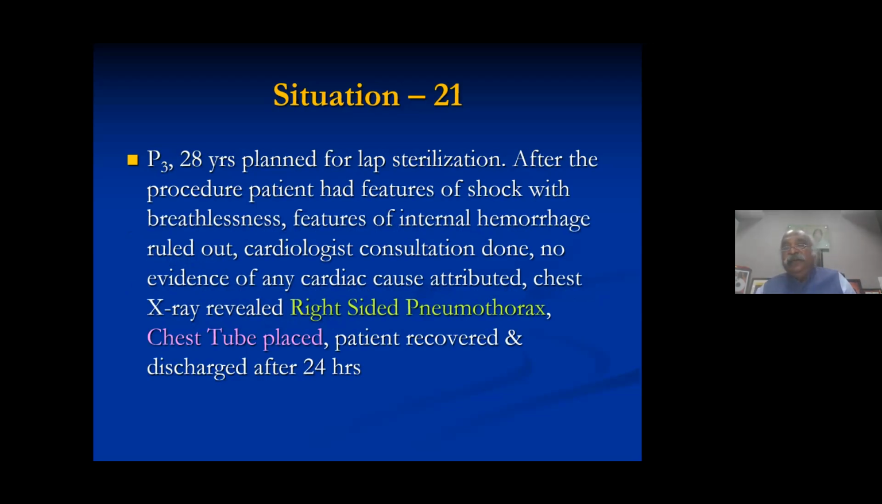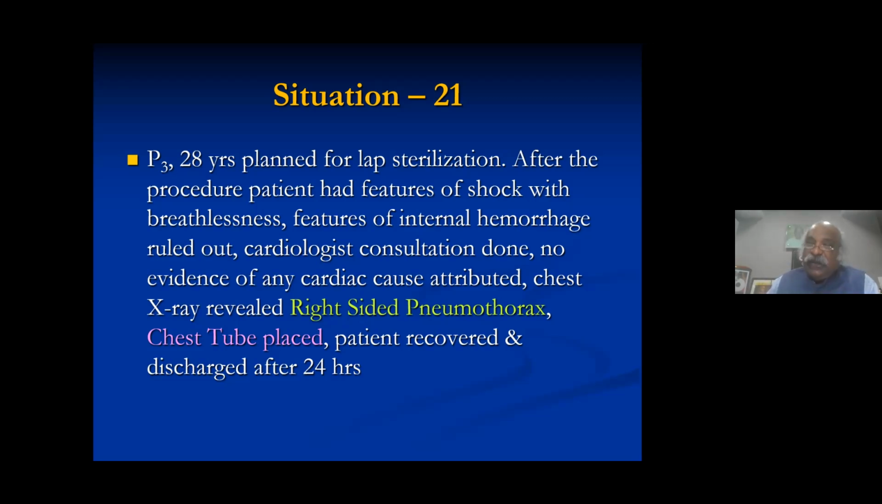This is again a very old case, about 20 years back. Para 3, 28 years, planned for laparoscopic sterilization. After the procedure, the patient had features of shock with breathlessness. Features of internal hemorrhage were ruled out. A cardiologist was consulted and no cardiac cause was found. The chest X-ray revealed a right-sided pneumothorax. The cardiothoracic surgeon was immediately called, a chest tube was placed, and the patient recovered and was discharged after 24 hours.